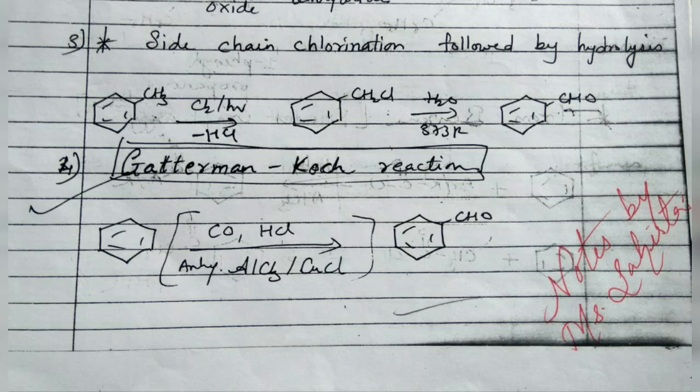Side chain chlorination followed by hydrolysis. So we are taking toluene again. Chlorination of toluene is to be done, and you are going to have HCl as a byproduct, and your methyl group will be chlorinated. In the second step, hydrolysis with water is going to give you benzaldehyde. Gattermann-Koch reaction, very simple: benzene, carbon monoxide, HCl, anhydrous aluminum chloride and CuCl. That's going to give you benzaldehyde.